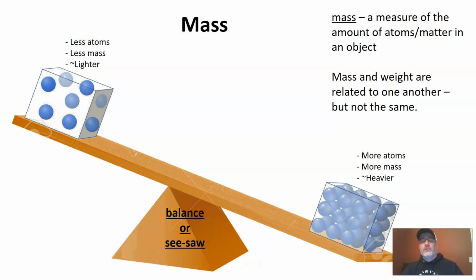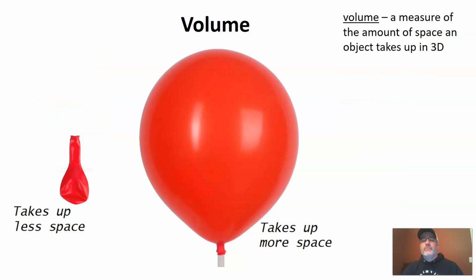So let's take a look at volume. Volume is also a measurement. It's also a property of all matter. And volume is simply a measure of the amount of space that an object takes up in 3D. Now, 3D means three dimensions. I know that you guys have done some work in math where you had to measure different objects, and you may have measured length, width, and height. Well, those are three dimensions: length, width, height. Okay, so volume, a measure of the amount of space an object takes up in 3D or in three dimensions.